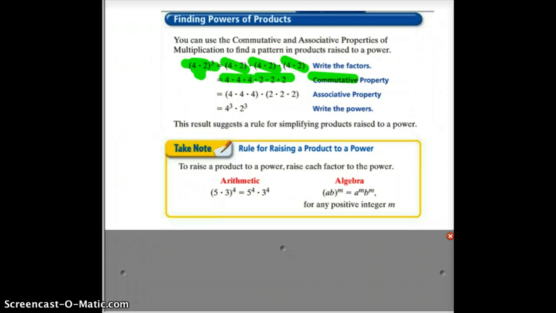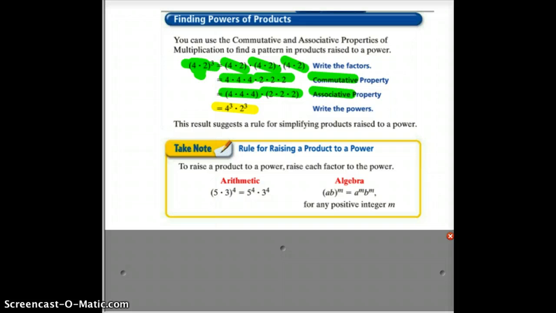Based on the commutative property, I could reorder those numbers. Now with the associative property, I can regroup. So now I've regrouped those 3 4s and regrouped those 3 2s. Finally, with exponents, I can write that as 4 to the third times 2 to the third.